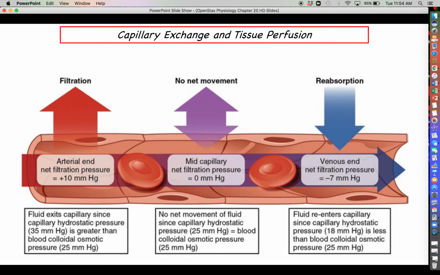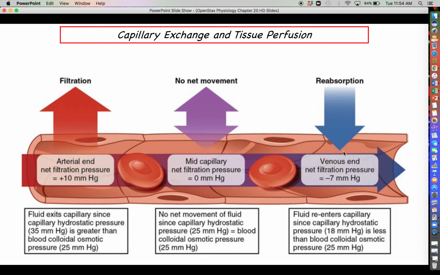Now, here's what I mean when I say that the answer to the net filtration pressure depends on where in the circulation you are. One of the big things that's going to change when we calculate net filtration pressure is the pressure inside of the blood vessel. You'll recall that as blood moves from arteries to arterioles to capillaries to venules to veins, the pressure continues to decrease. So as blood moves from the arterial side of a capillary bed to the venule side, the pressure inside the vessel is going to continue to decrease.